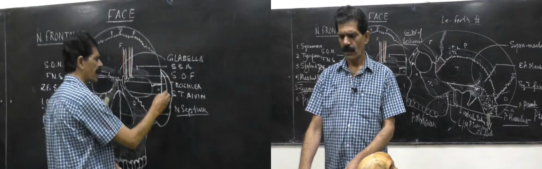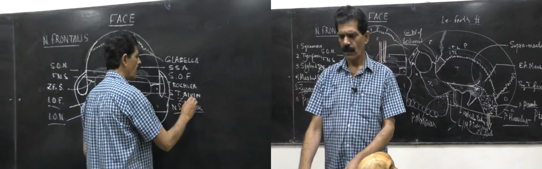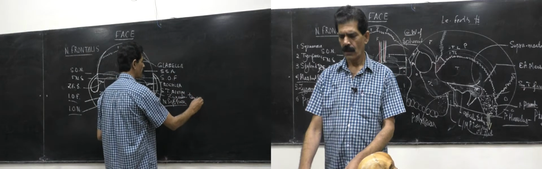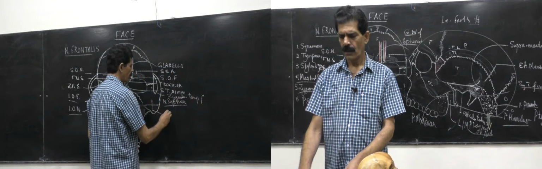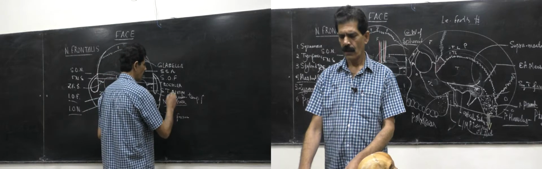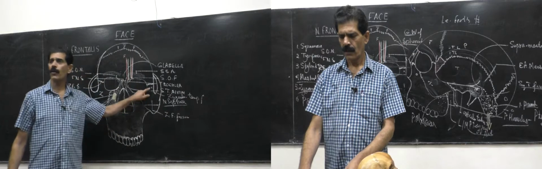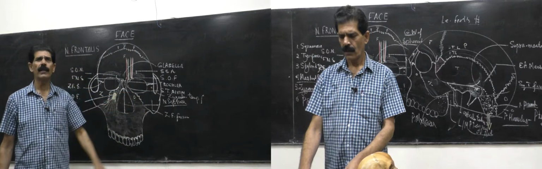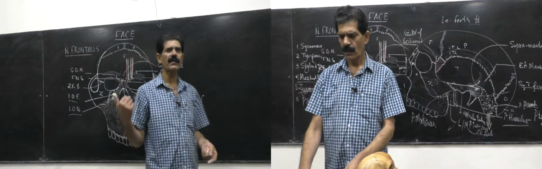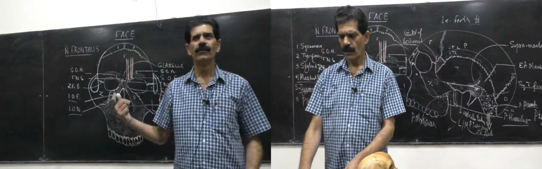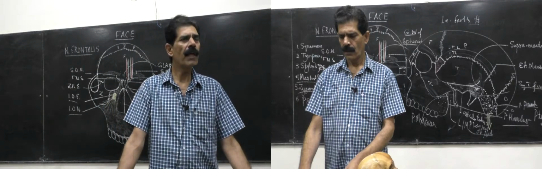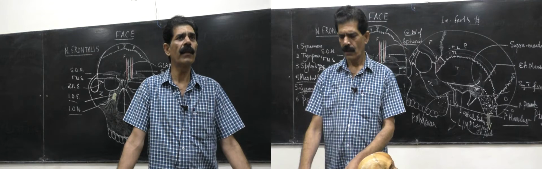The upper one is called the zygomatico-temporal foramen, and below is called the zygomatico-facial foramen, and the same name of the nerve passes through them. So from above passes the zygomatico-temporal nerve and below passes the zygomatico-facial nerve.